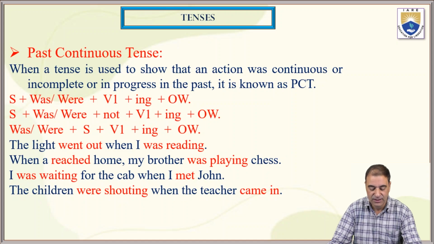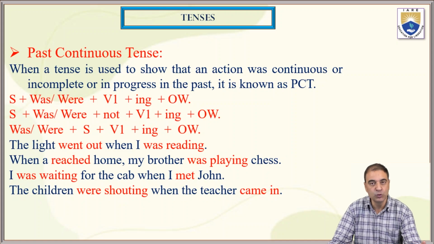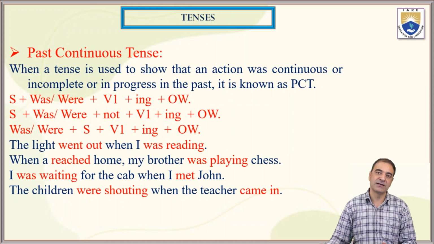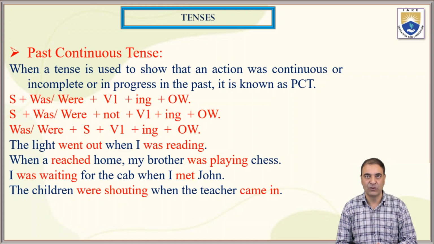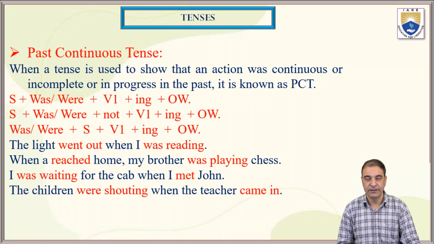Like here in the sentence, "The light went out when I was reading." If you look at this sentence, here we have two clauses, and the first clause is "the light went out." The first clause is in simple past tense because "went out" is a verb in second form. And the second clause, "I was reading," is in past continuous tense. Here we have two clauses, that means we have two actions. If you look at the first action, it's completed. That's why we use the verb in second form, that's "went out." And the second one was continuous.